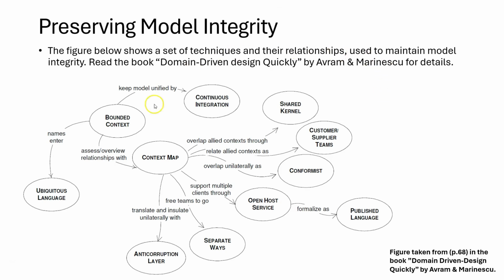So if we look at this figure here, then we see some techniques and the relationships used to maintain model integrity. So for example, we have different bounded contexts, and the relationships between them are defined by context maps, and there are different kinds of context maps such as shared kernel, customer-supplier teams, and so on. I will not go into details about this, but if you're interested to learn more about it, you can read the book Domain-Driven Design Quickly.